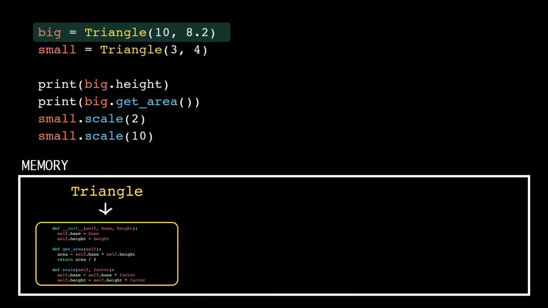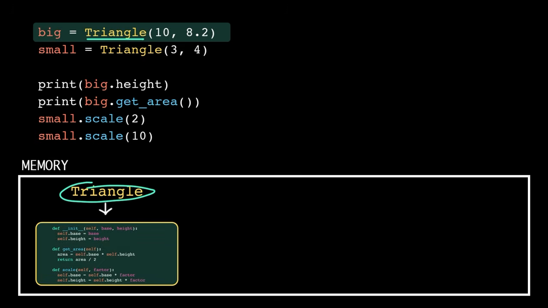Here, we have an assignment statement. So, like always, we evaluate the right-hand side first. This calls something named triangle. So Python checks its memory to see if it knows that name. And under the name triangle, Python finds a class. So Python goes into object creation mode.